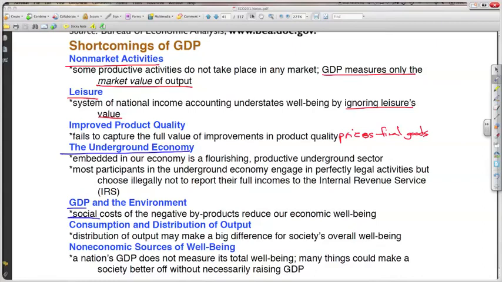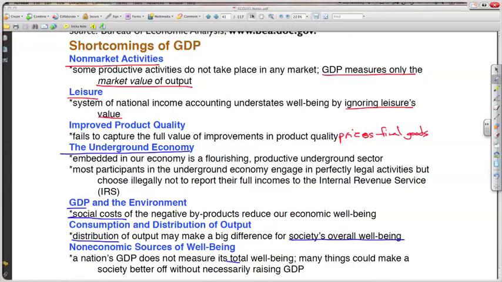Also, if we have social costs, negative byproducts like, say, CO2 for driving, or sludge that's pumped into a local lake from a factory or something like that, if it's producing more goods and services, then that will be captured in GDP, but the detriment to its surrounding environment is not captured through GDP. Also, the distribution of output can make a difference for society's overall well-being, meaning on who gets that distribution of output and who gets to consume those final goods and services.